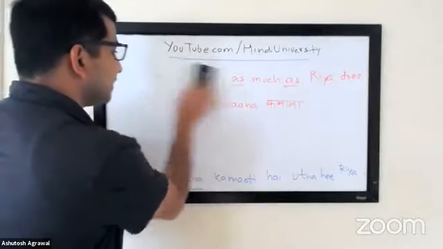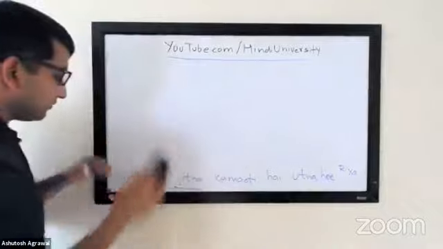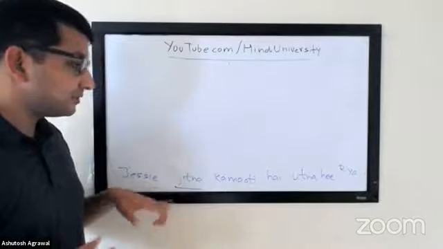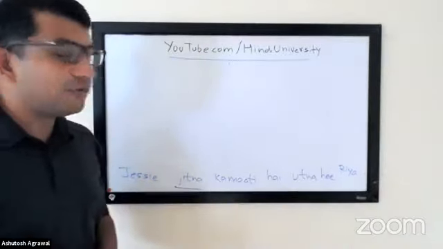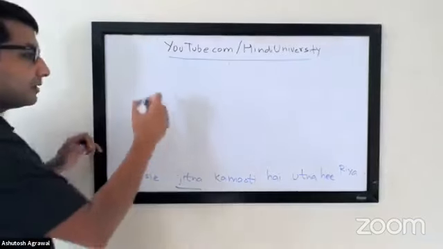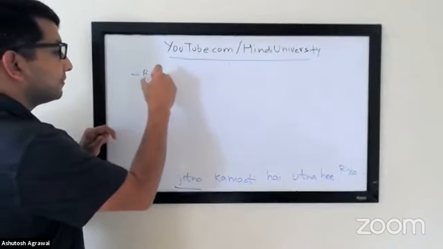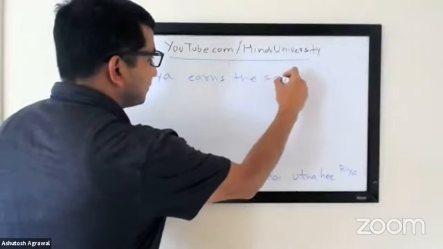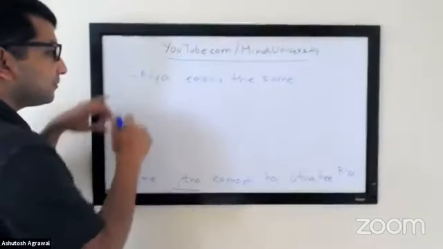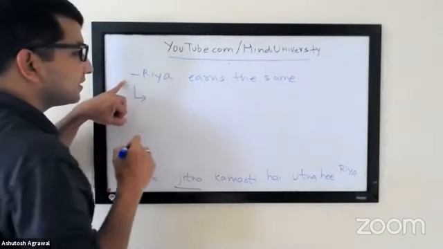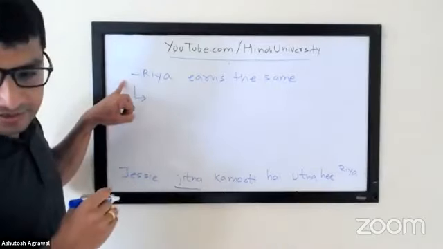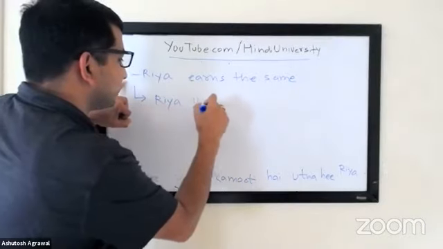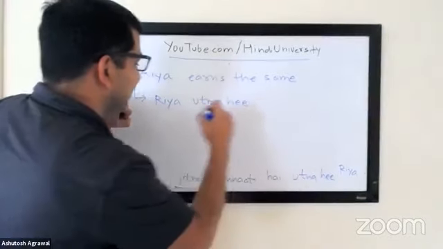Let's say we were talking about Jesse, and everybody in the conversation already knows that Jesse earns something. You only want to say, oh, Riya earns the same, right? Riya earns the same. How will you say that? Why don't you answer? Utna hi Riya kamati hai. Good. Riya utna hi kamati hai.